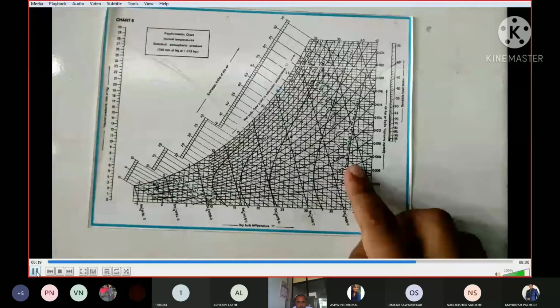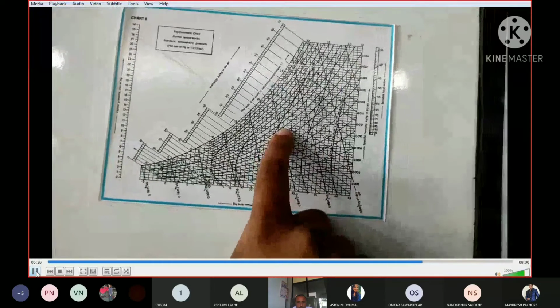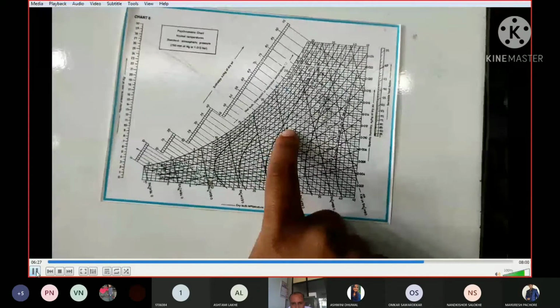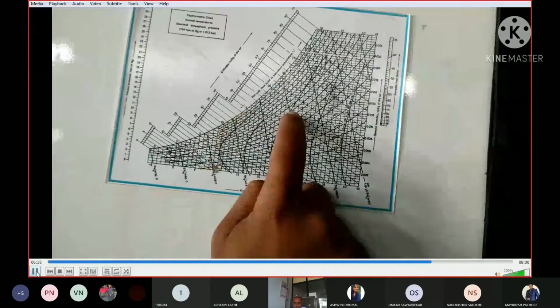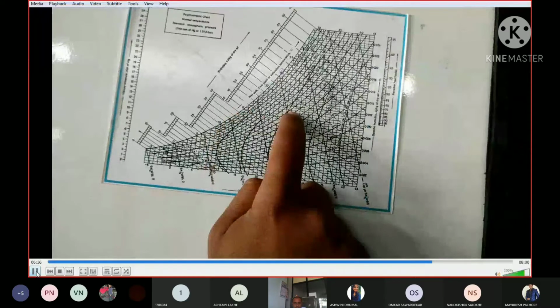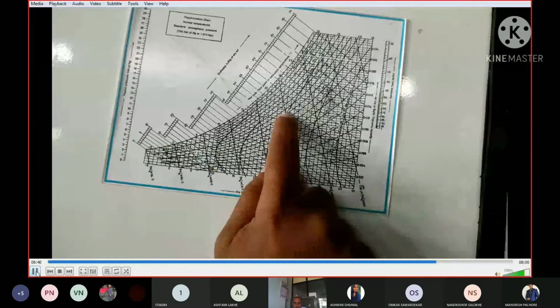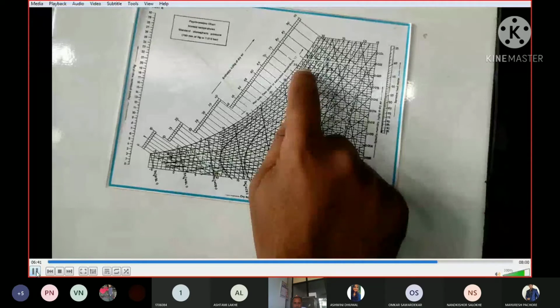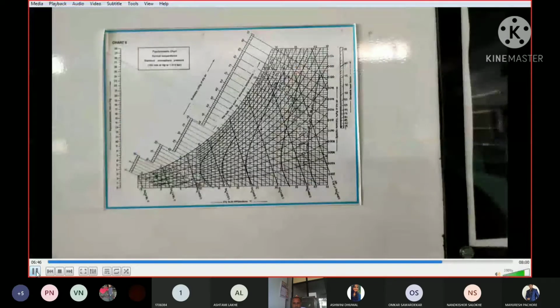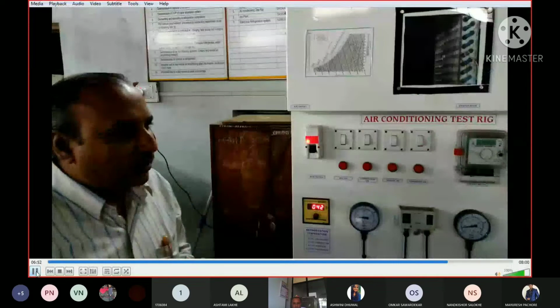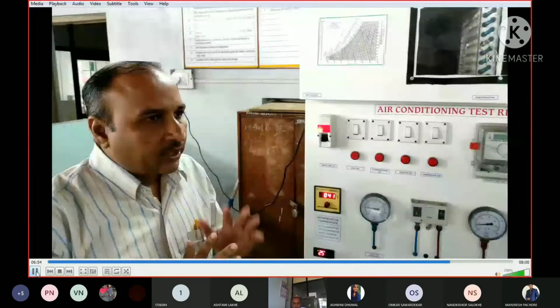So for sensible heating, assuming this point is the existing condition of air, if you move towards the right side, there is sensible heating. If you move towards the left side, there is sensible cooling. If you move downward, there is dehumidification. If you move upward, there is humidification. Now these are the basic processes. But we know that sensible cooling will not happen exactly on its own. Sensible cooling and dehumidification are always associated.